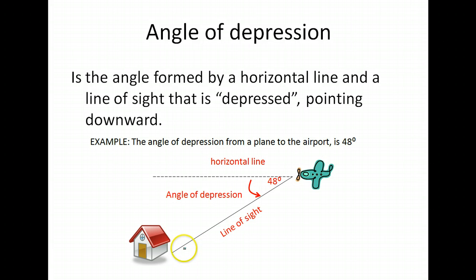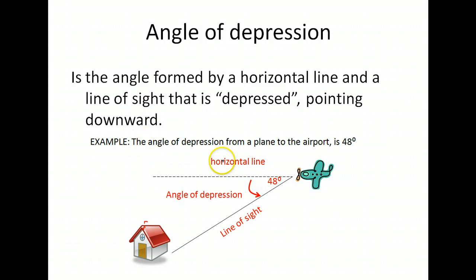An angle of depression, on the other hand, is an angle formed by a horizontal line and a line of sight that is depressed. When we say depressed, we mean pointing downward. So you start at a horizontal and go down from there to form an angle.